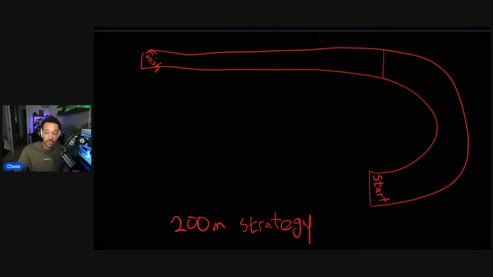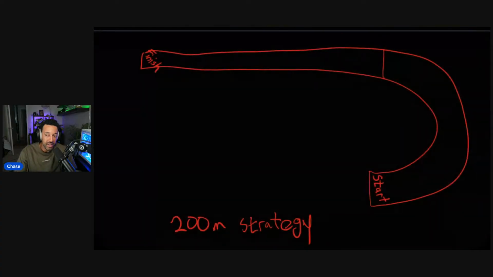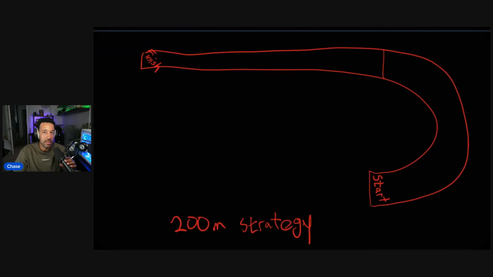Do I believe in a float phase in a 200? That's the question. A little bit. I believe in a gather phase, not quite a float phase as you might see in a 400. Okay, so this is my 200 meter strategy. My goal from the very beginning of the race is to go catch the person outside of me, and if possible, the two people outside of me.